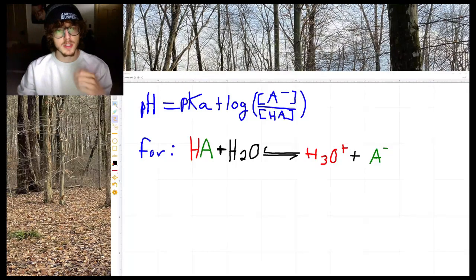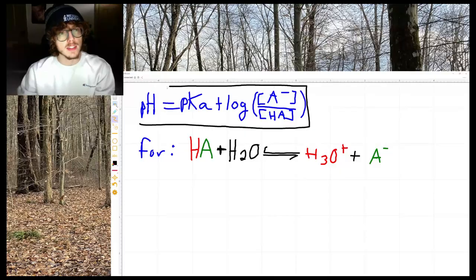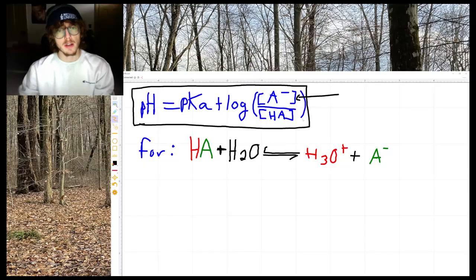Hi everyone, so today I want to talk about what's called the Henderson-Hasselbalch equation, and it's a neat little equation that tells us for a weak acid what the pH will be if you know the concentration at equilibrium of the conjugate base and just the concentration of the acid. If you know that and you know the pKa, you can know the pH.